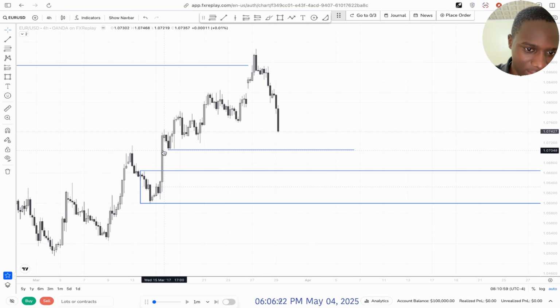That's why in the 15-minute I was looking for something like this. So since we have this low right here, I was looking for London to sweep it for creating a high such as this one, then sweep this.